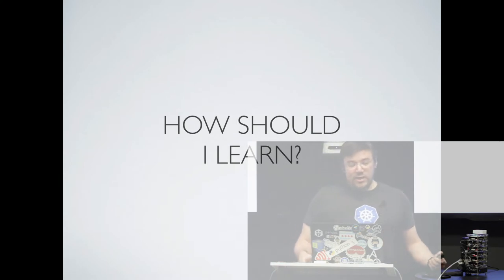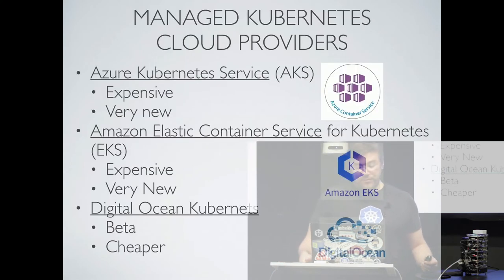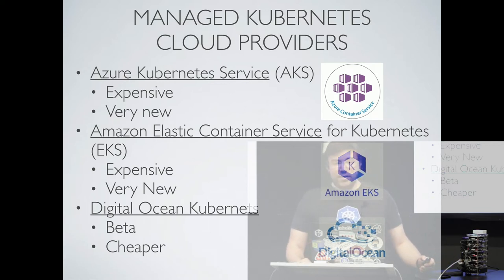So one thing I looked at is cloud services. Kubernetes is a very popular technology, so all the big players are starting to get involved with it. Amazon, Azure, DigitalOcean, they have pretty good services, but a lot of them are pretty expensive, especially for an individual. And a lot of these are pretty new. I mean, Kubernetes itself is a pretty new technology, but these services are brand new.